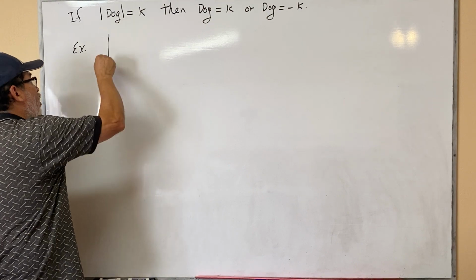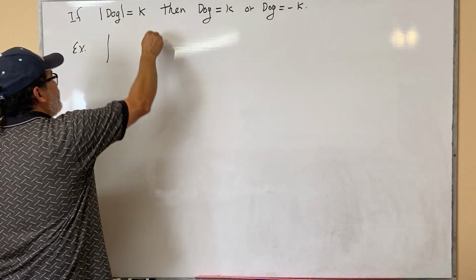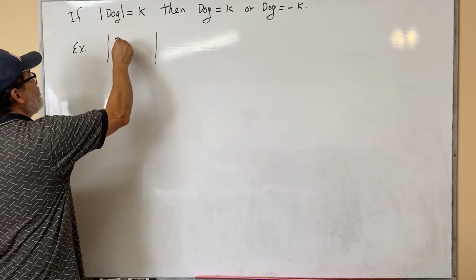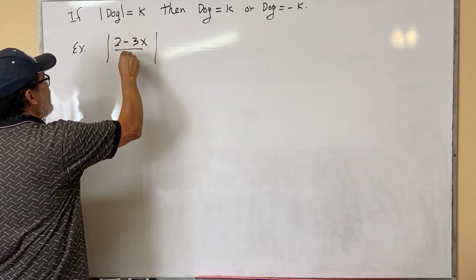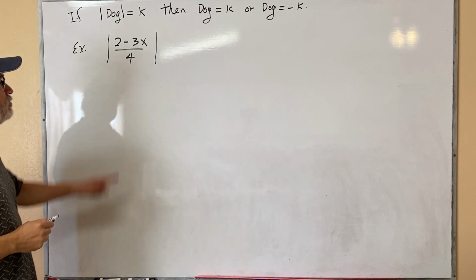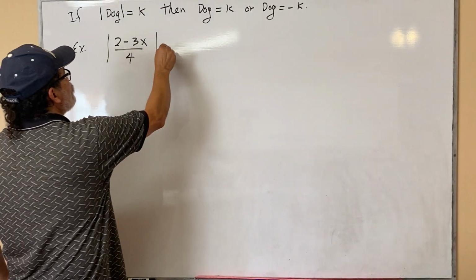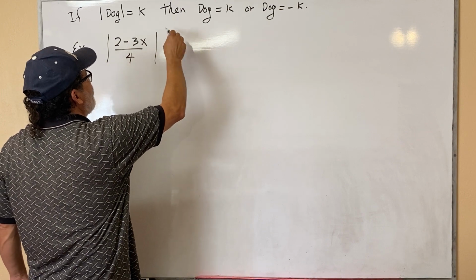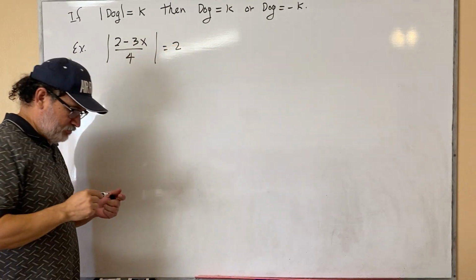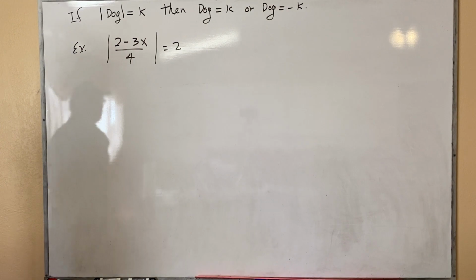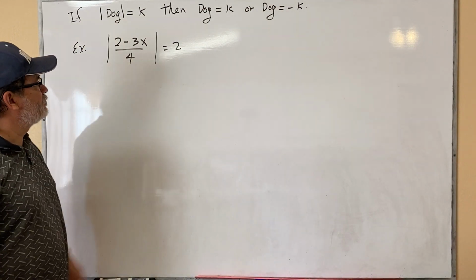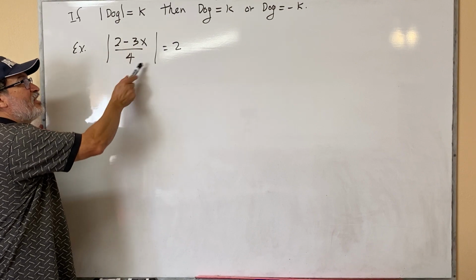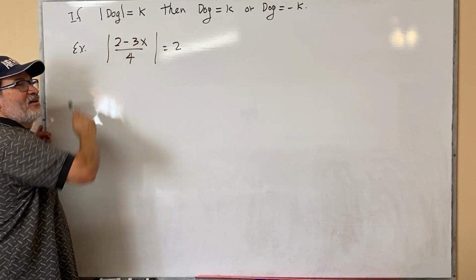Suppose we have the absolute value. There's the house. Let's put a dog inside: 2 minus 3x over 4. That's the dog inside. Equals, let's say, 2. This is exactly that. How are you going to solve? Okay, treat this like this property.